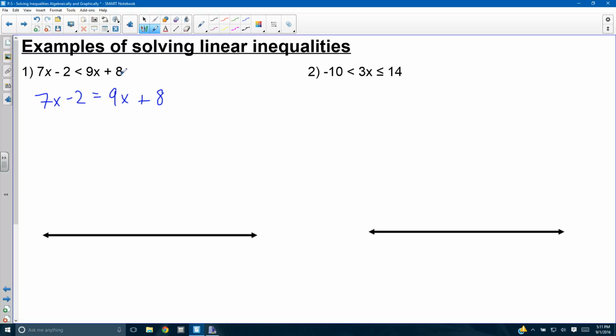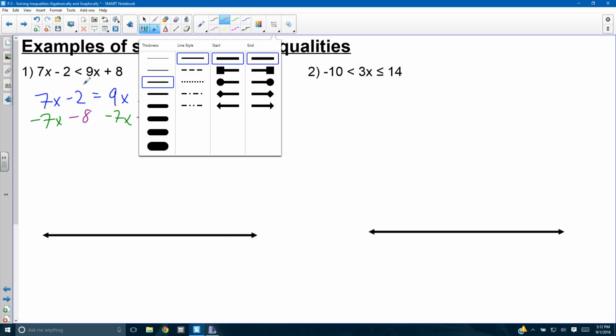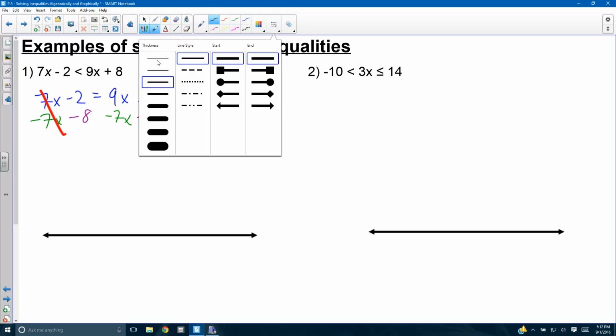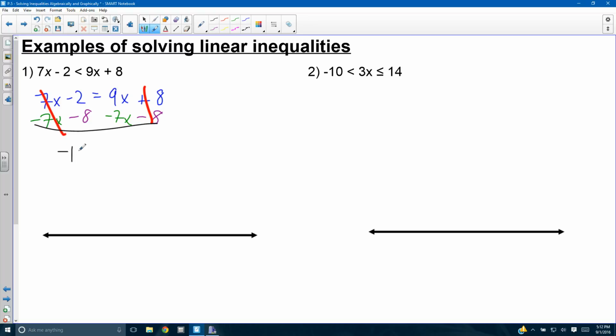In this first case, I'll go ahead and subtract 7x over to the right side. And I'm going to subtract 8 over to the left side. So now we are left with negative 10 equals 2x. Divide both sides by 2. You'll get x equals negative 5.